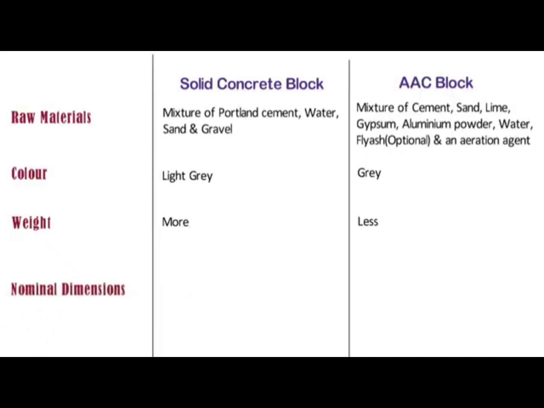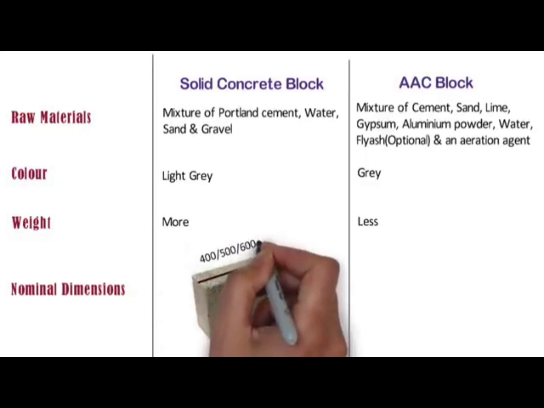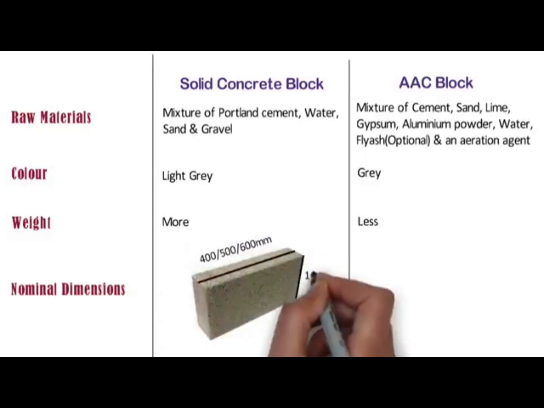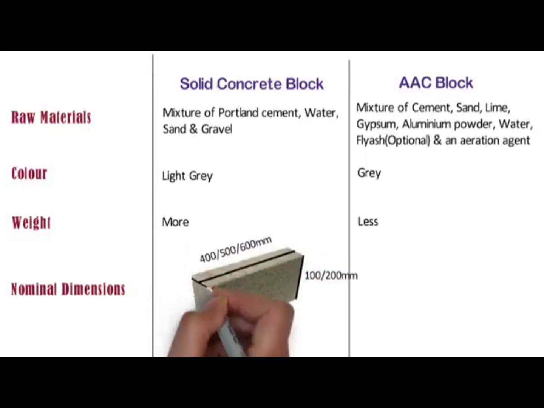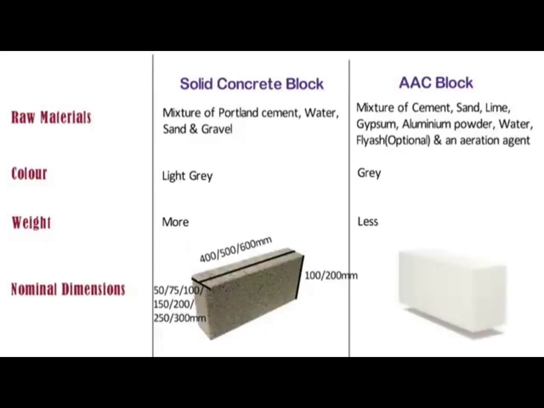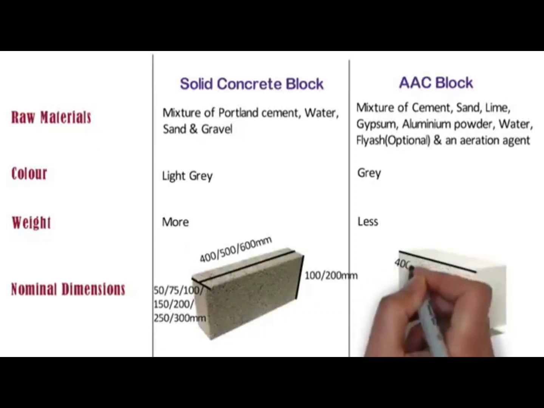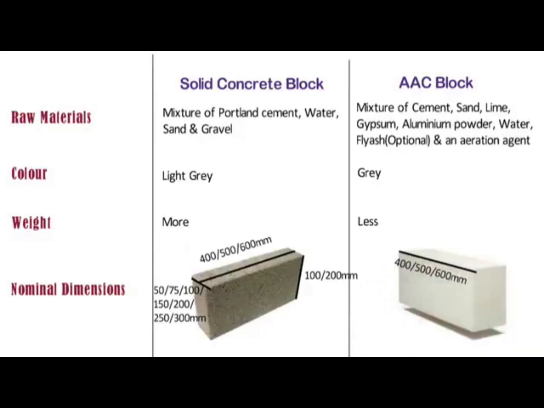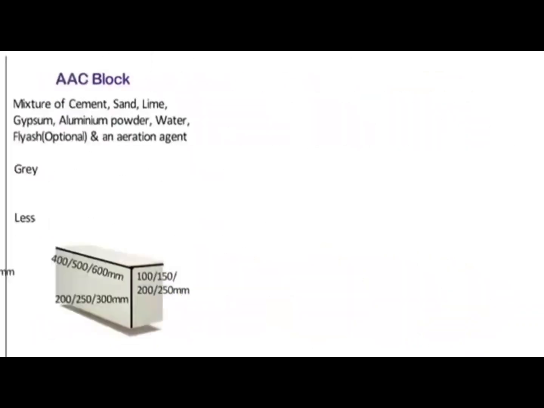Nominal dimensions. The length available in solid concrete blocks is 400, 500 and 600 mm. Height is 100 and 200 mm. And width is 50, 75, 100, 150, 200, 250 or 300 mm. Whereas the length available in AAC blocks is 400, 500 and 600 mm. Height is 200, 250 or 300 mm. And width is 100, 150, 200 or 250 mm. However, it differs from manufacturer to manufacturer.